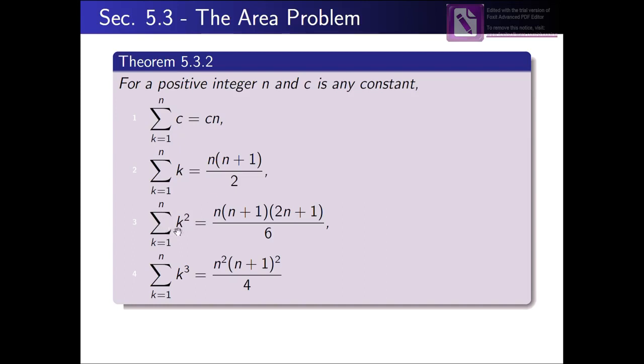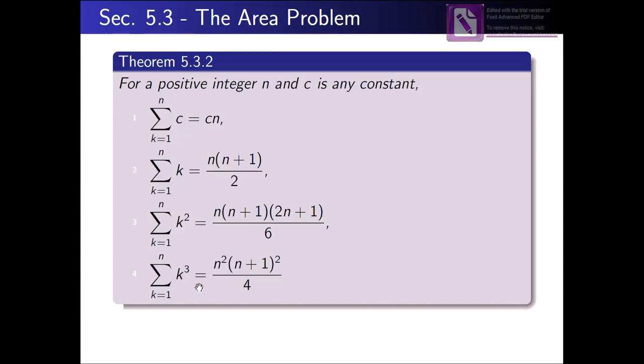Similarly, if you have summation of k square where k starting from 1 until n, this can be written like n multiplied by n plus 1 multiplied by 2n plus 1 over 6. Then the last one, summation of k cube where k starting from 1 until n, this will give us n square multiplied by n plus 1 all square divided by 4.